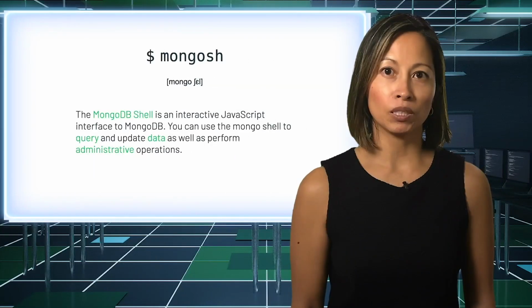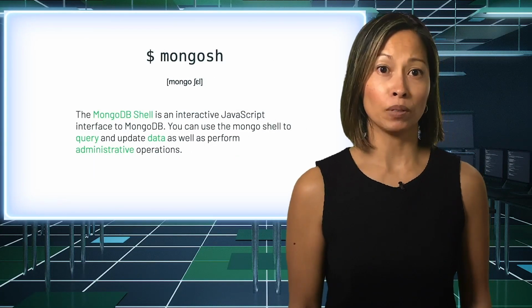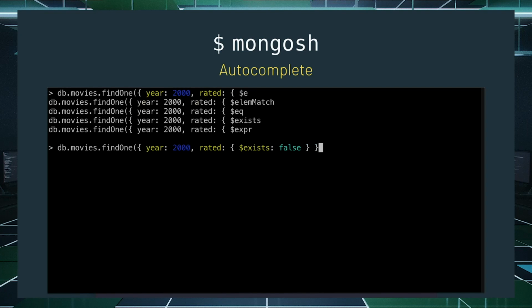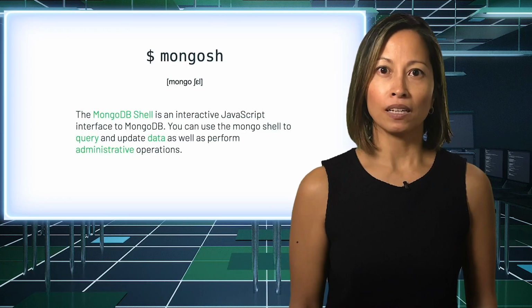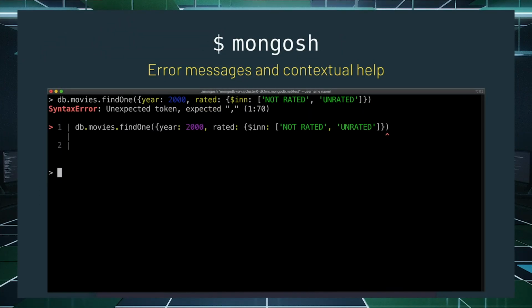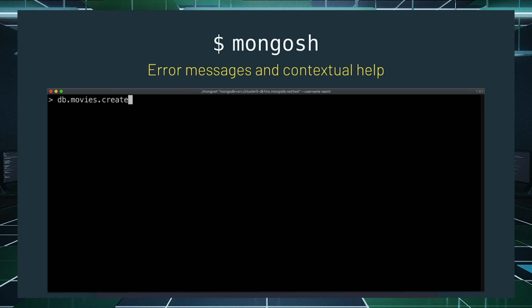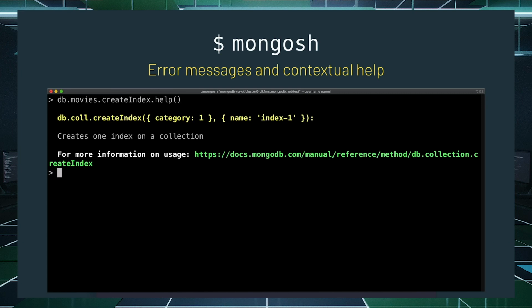The new MongoDB Shell gives you a speed boost with autocomplete, and improved readability with syntax highlighting. On top of that, the new shell makes it easier to get back on track when you encounter errors with more descriptive error messages. And last but not least, you can now get help directly in the shell.